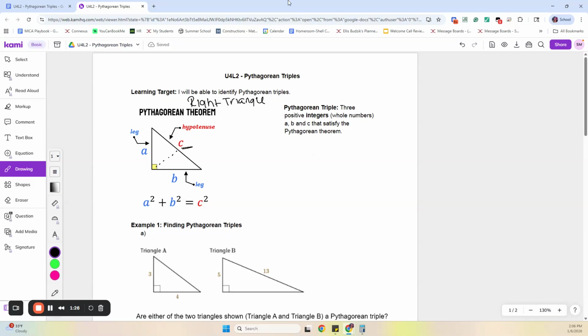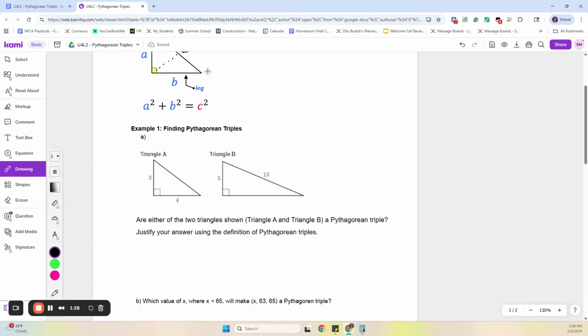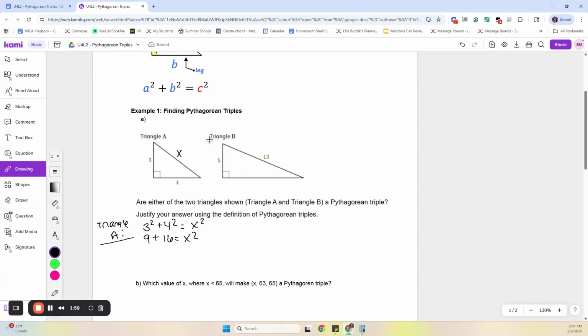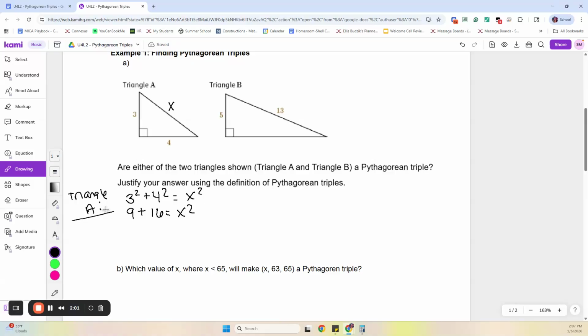So let's start with example 1. For part A, it says, are either of the two triangles shown, triangle A and triangle B, a Pythagorean triple? Justify your answer using the definition of Pythagorean triples. So our first one, A, we have to find our missing hypotenuse here. So we can do 3 squared plus 4 squared equals x squared, or c squared. So this was triangle A. So we get 9 plus 16 equals x squared. 9 plus 16 is 25.